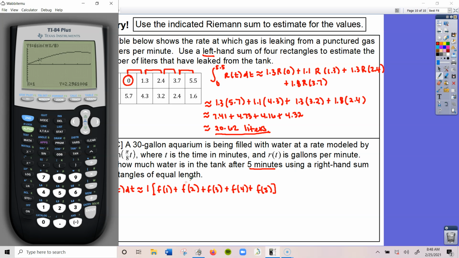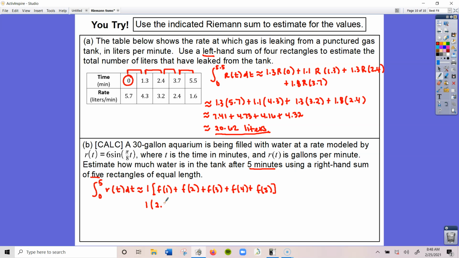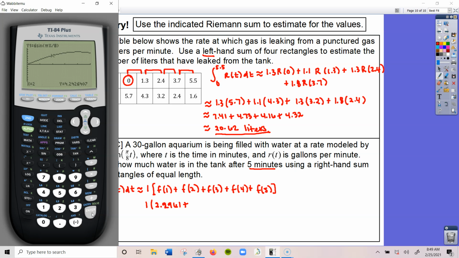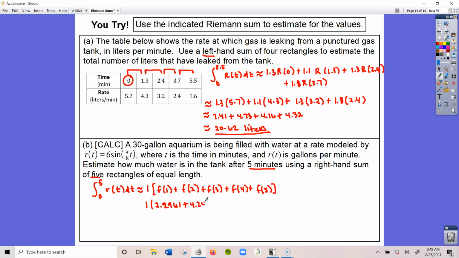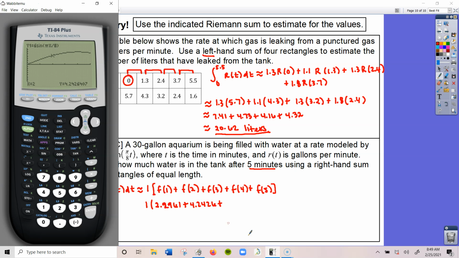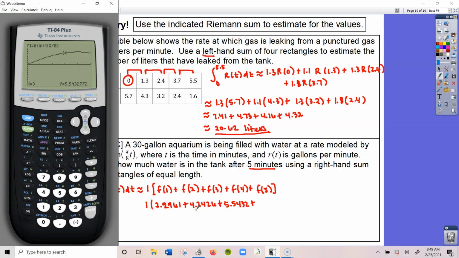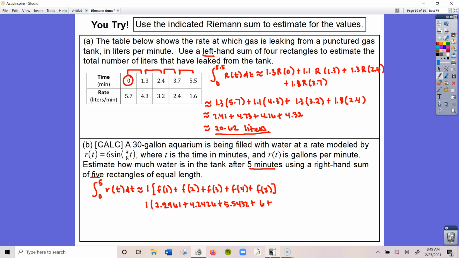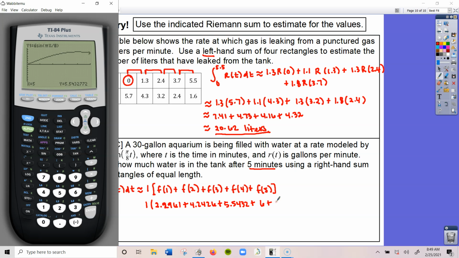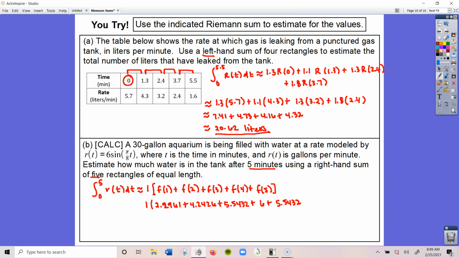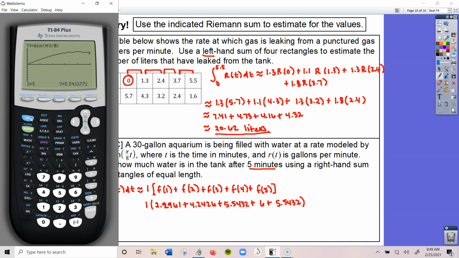which is 2.2961. So 1 times 2.2961 plus, now let's do f of 2, which is 4.2426, plus f of 3, which is 5.5432, plus f of 4, which is 6, and finally f of 5, which is 5.5432. Now we're going to add all of that together.